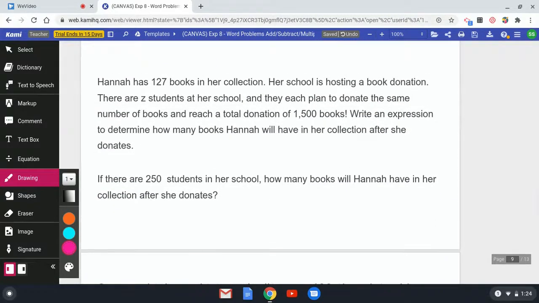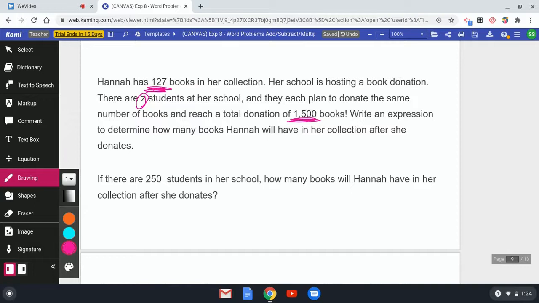All right, go ahead and pause. Try this. All right, here we go. Hannah has 127 books in her collection. Her school is hosting a book donation. There are Z students at her school, and they plan to donate the same number of books and reach a total donation of 1,500 books. Write an expression to determine how many books Hannah will have in her collection after she donates.